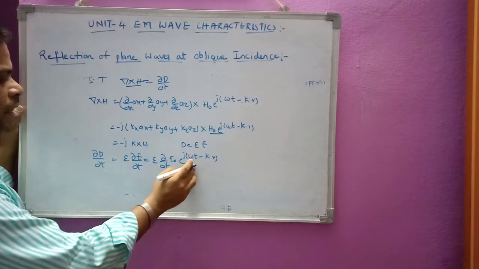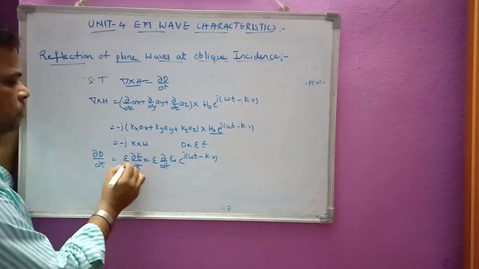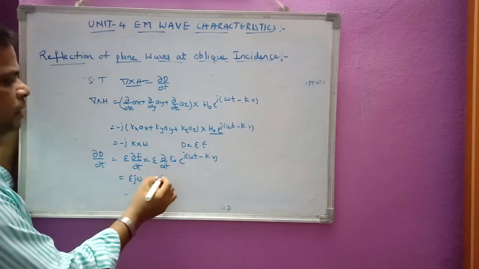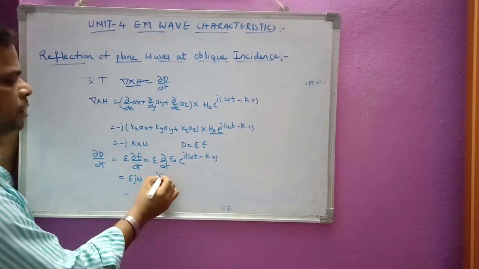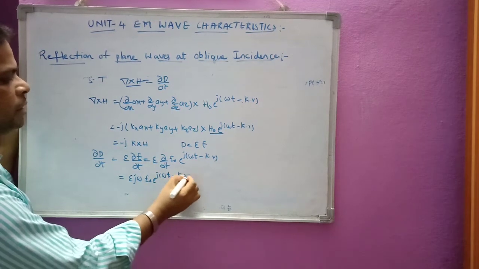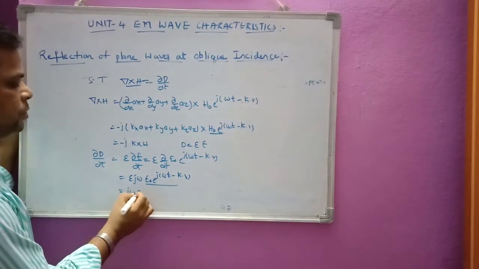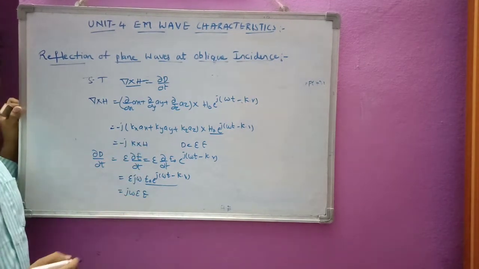Now if I take the differentiation with respect to t here, what I get is epsilon into j into omega, and that is E0 into e^(j(ωt − k·r)), and again this will be equivalent to jωε E I can write here, and LHS and RHS we will try to write here again.